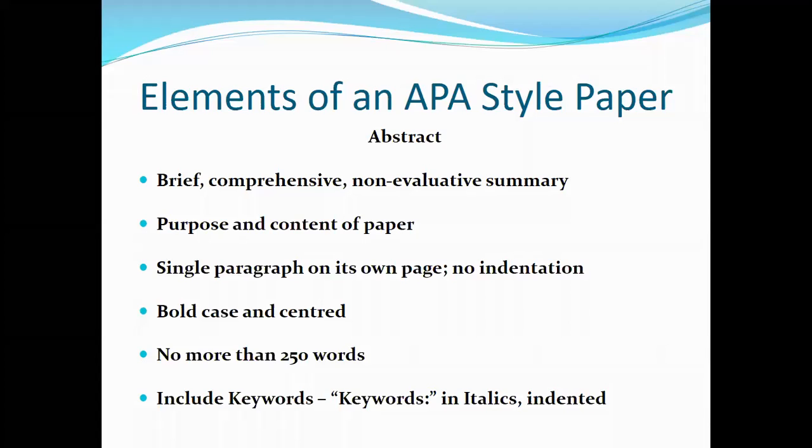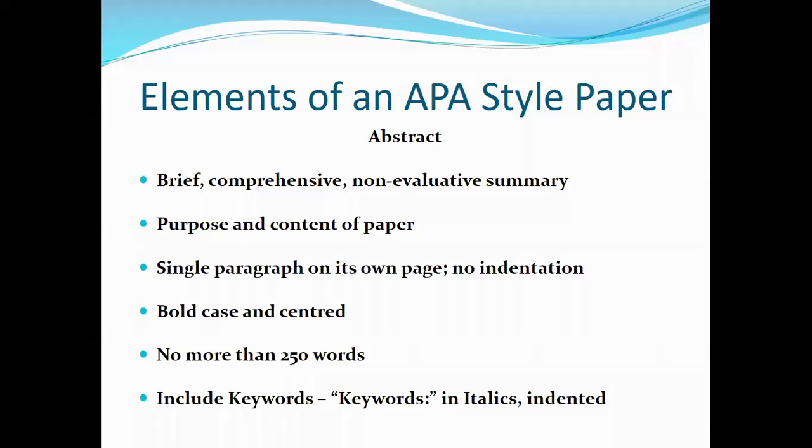So I should be able to read your abstract and have a good sense of what the entire paper is about. When you conduct research and you go into databases like EBSCO or JSTOR, and you're looking at articles that you may want to potentially use to inform your own research, you can read the abstract and determine what they did, what they studied, what the methods were, right? So the abstract provides the purpose and content of the paper. It's a single paragraph. It's placed on its own page. It's not indented. The word abstract is bold and centered, not the entire paragraph. And the manual recommends that an abstract should be really no more than 250 words.